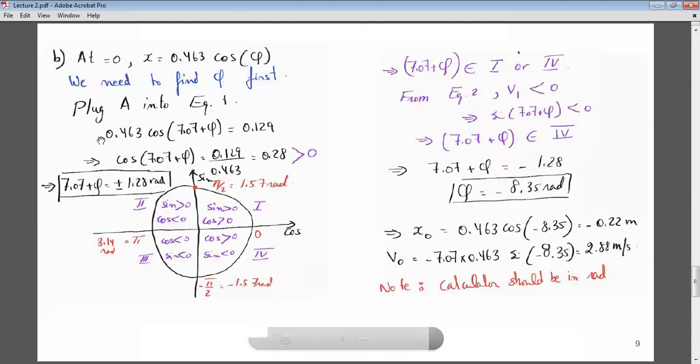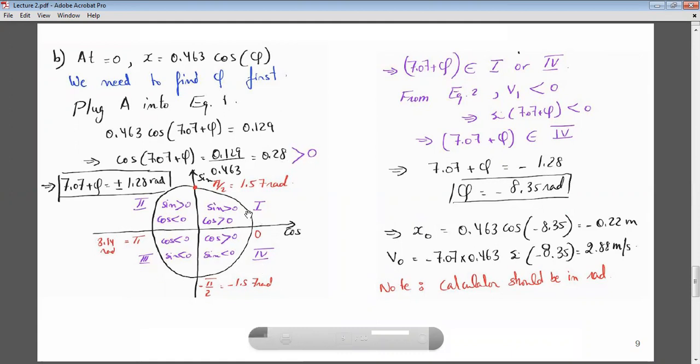So I have 0.463 cosine of 7.07 plus phi is equal to 0.129, or I divide by 0.463 here. So I get cosine of 7.07 plus phi is equal to 0.28. Notice that the cosine is positive. Okay, if I continue to solve this, if I use my calculator, the cosine is positive.